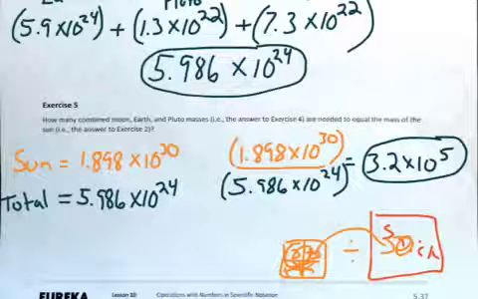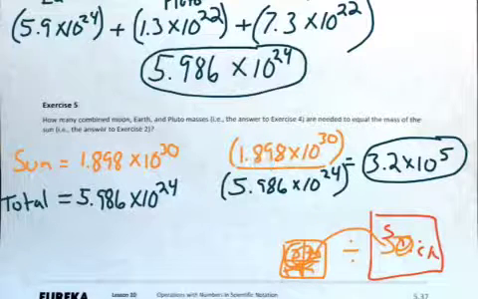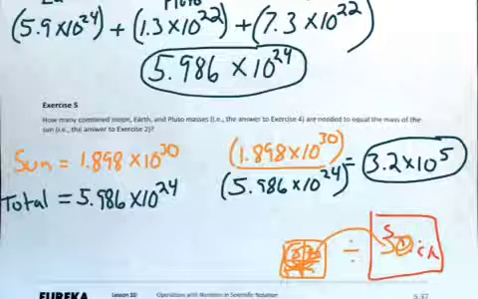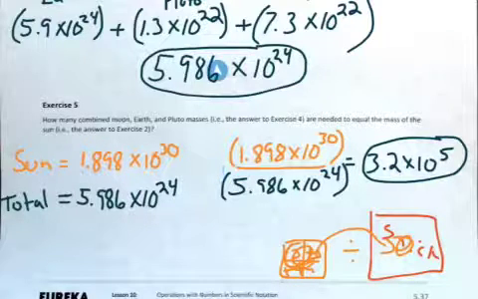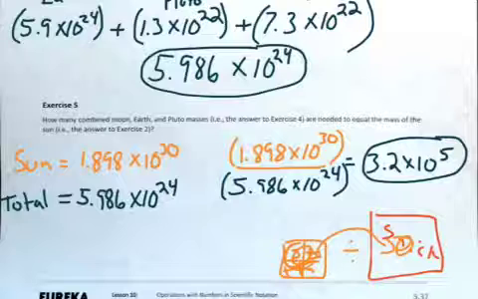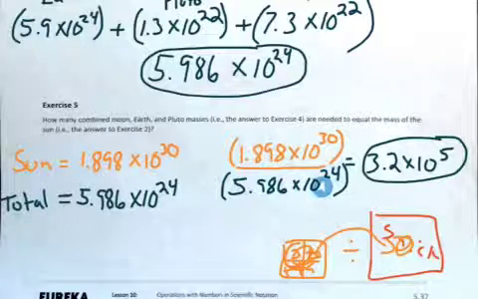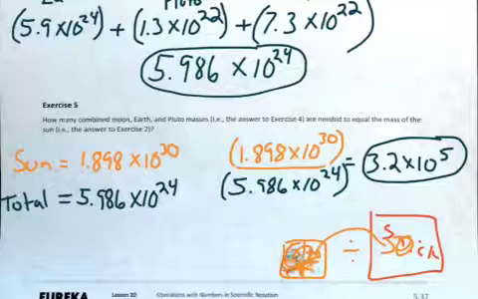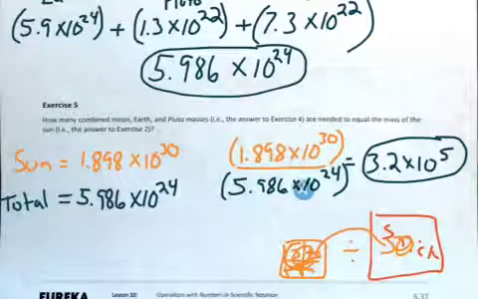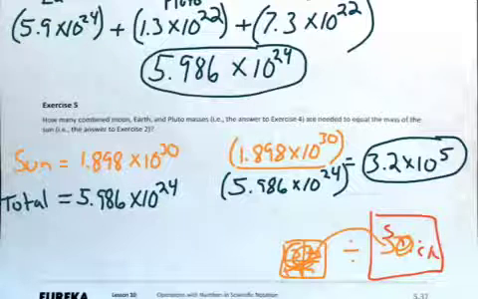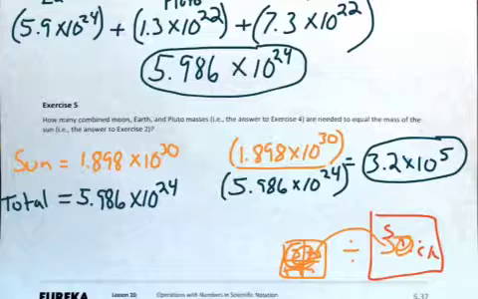I don't know. But anyway, we're going to take the Sun, which we got from one of the previous problems, 1.898 times 10 to the 30th. And we're going to divide it by the total, which we got in our previous problem, Earth, Pluto, and the Moon. That part represents the bunch of candy bars, the smaller mass. So to figure out how many of these fit into the Sun, we have to divide, and 3.2 times 10 to the 5th is your answer.